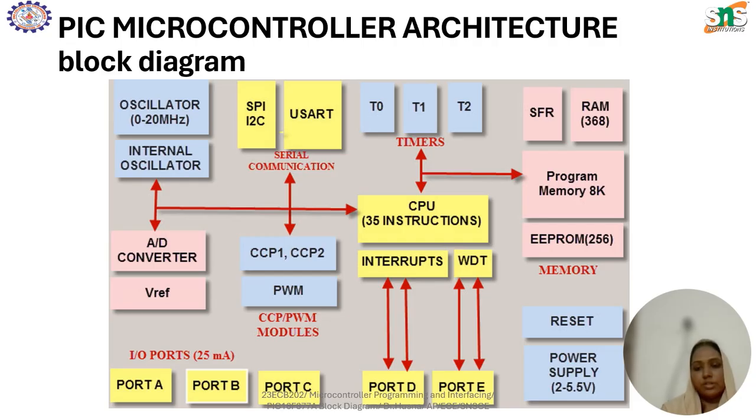Here I have shown you the architecture diagram, where you can see the CPU block. The CPU, or central processing unit, is the brain of a microcontroller. It consists of several components working together, like the arithmetic logic unit, which performs arithmetic operations like addition and subtraction, and logical operations such as AND, OR, and NOT. It is the decision maker for data manipulations.